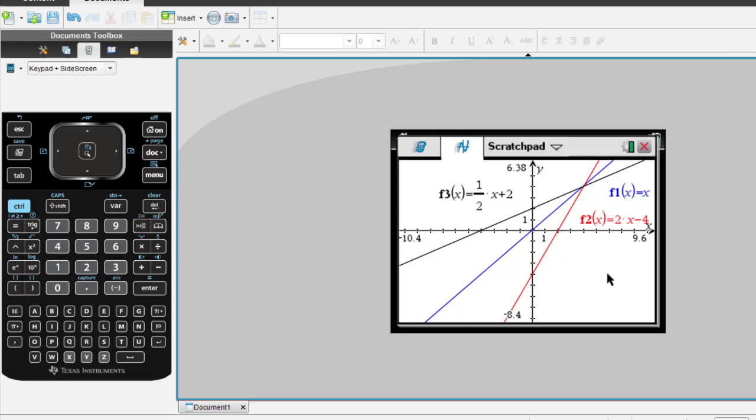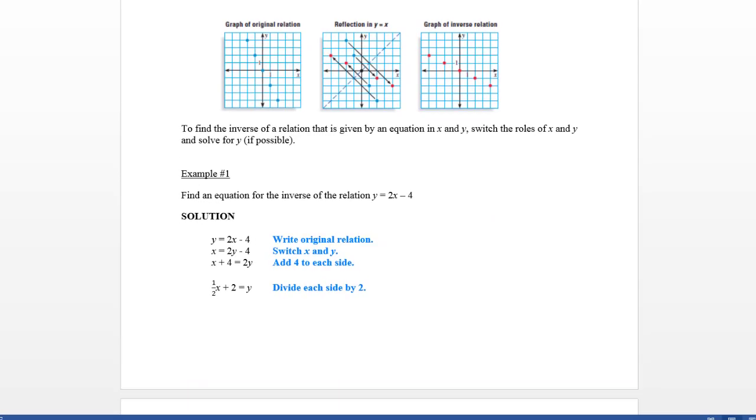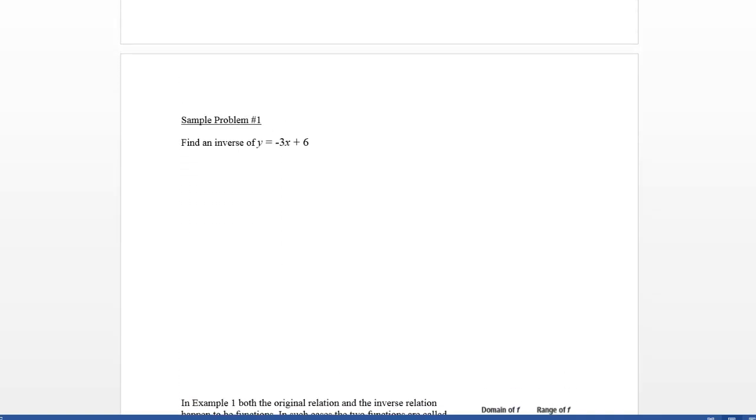It doesn't have to be a function. It can be any random set of points, and there would be an inverse relation. But since we have been focused on functions for the most part, that's where we'll tend to move. Going back to the notes, in sample problem 1, I'd like you to practice the switch and solve method and come up with the inverse of the given function. Go ahead and try that now.